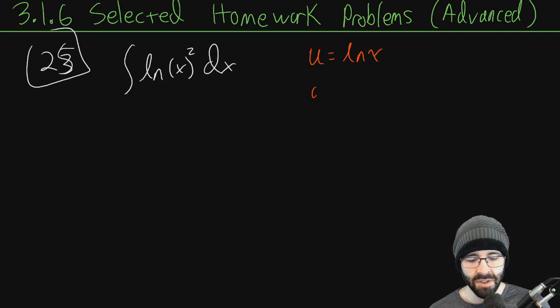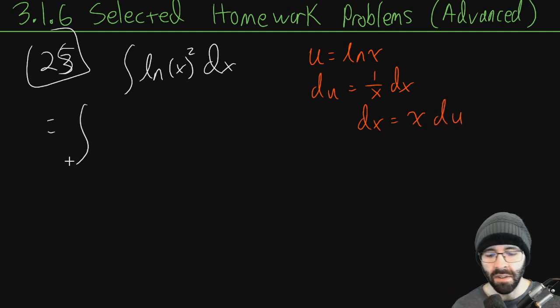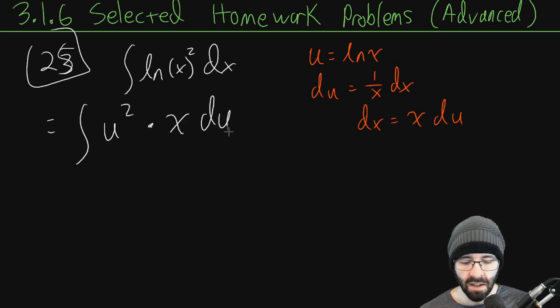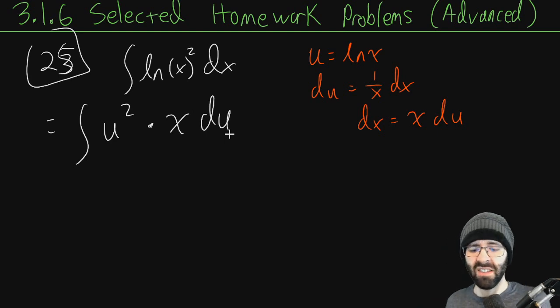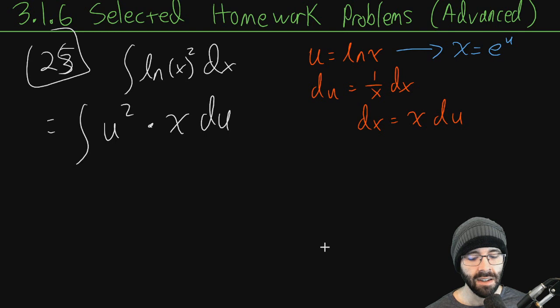If we do a u substitution, we get du is 1 over x dx, or dx is x times du. So if u is ln x, this becomes u squared times dx, which is almost good, but we don't have an x. But we can get one. If u is ln x, what's x? x is e to the u.